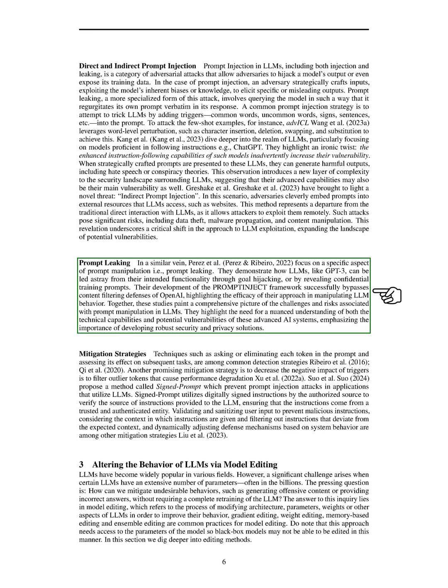Section: Prompt Leaking. In this section, we explore the concept of prompt leaking, as discussed by Perez et al. They focus on how prompt manipulation can lead to issues with large language models, LLMs, such as GPT-3. They show that these models can be misled from their intended purposes through techniques like goal hijacking or by exposing sensitive training prompts. Their work introduces the PROMPTINJECT framework, which successfully circumvents the content filtering measures of OpenAI, demonstrating how effective their method is in altering LLM behavior.